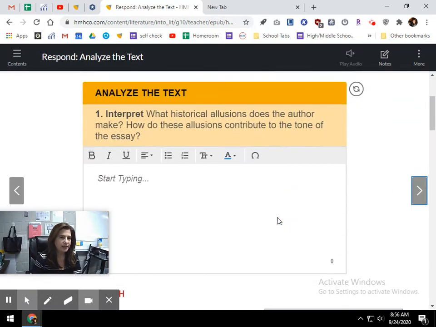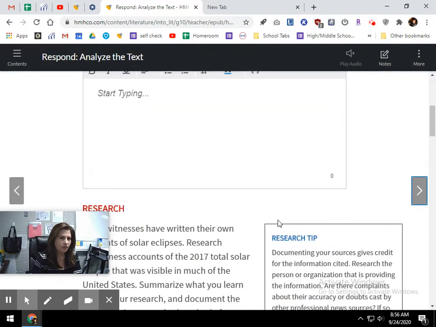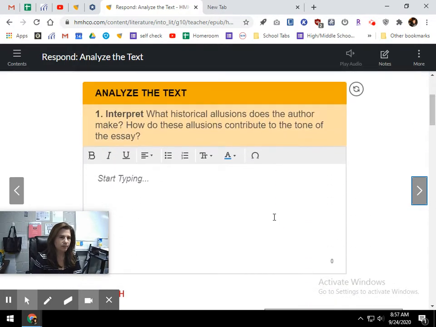On the Analyze the Text page, the only thing you're going to do are the 5 questions at the top, okay? So we're going to scroll through here, and I'm going to give you some tips and some help and maybe some explanation on how to answer these 5 questions.